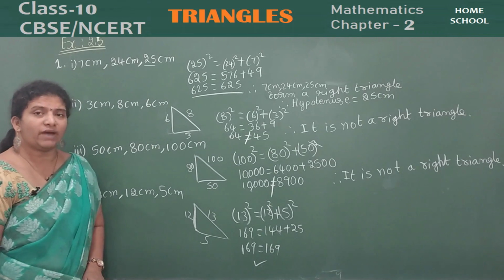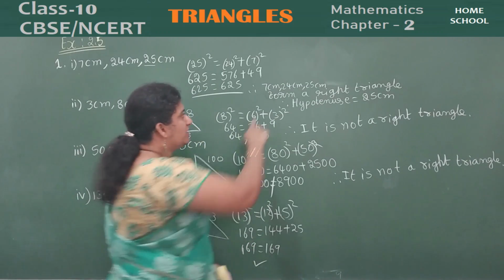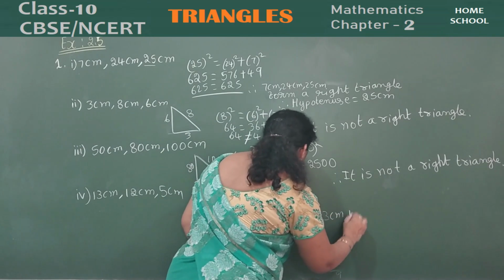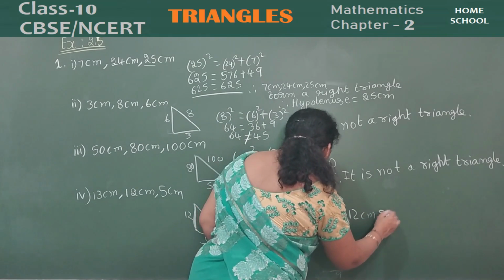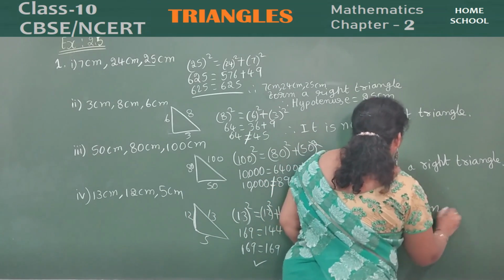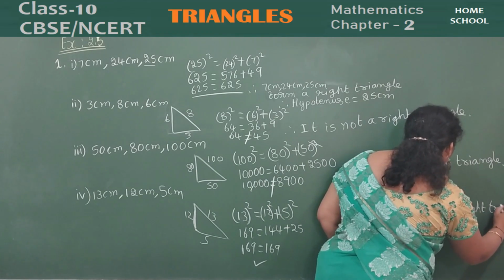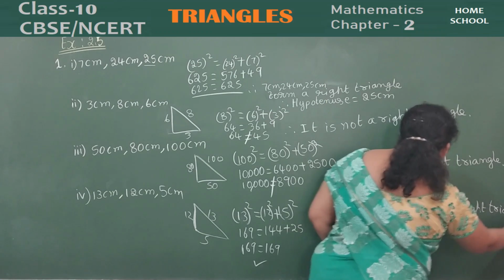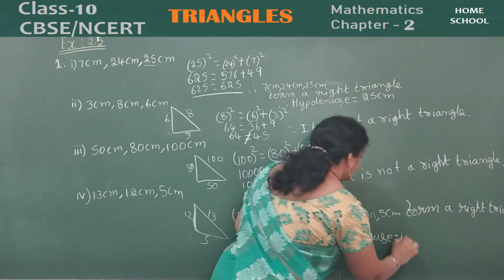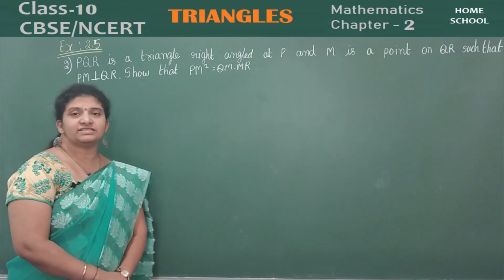Therefore, these form a Pythagorean triplet. That means what are you going to say here, children? In the same manner, 13 centimeters, 12 centimeters and 5 centimeters form a right triangle. Therefore, the length of the hypotenuse is 13 centimeters. Let's see the second problem here.